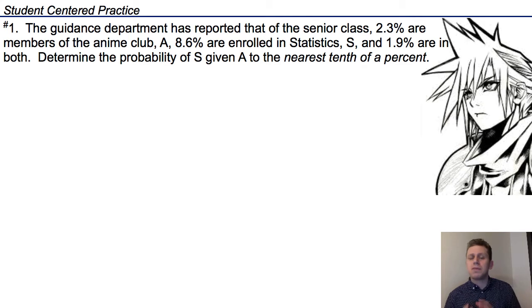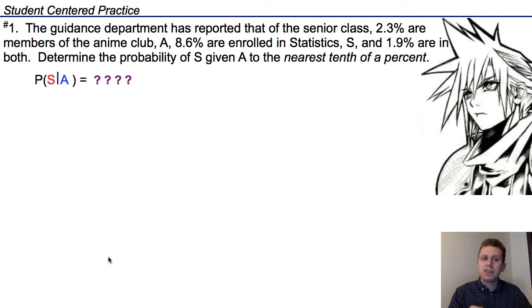So I want to know what is the probability that a student is in statistics given that they're in the anime club. So first thing I like to do is figure out what we want to find, and here we want to find S given A, so I'm going to write that down. I want to find S given A, or what's the probability a student is in statistics given they're in the anime club. Now why this is important to start with is it's going to indicate our formula.